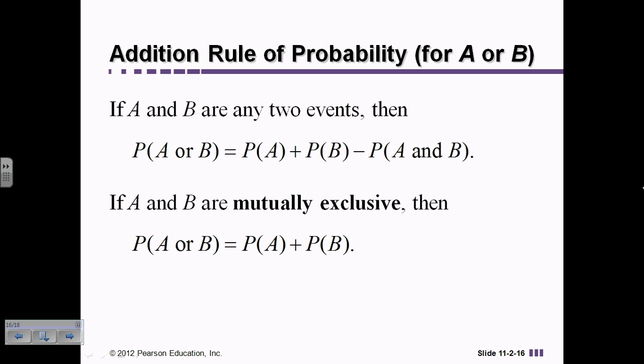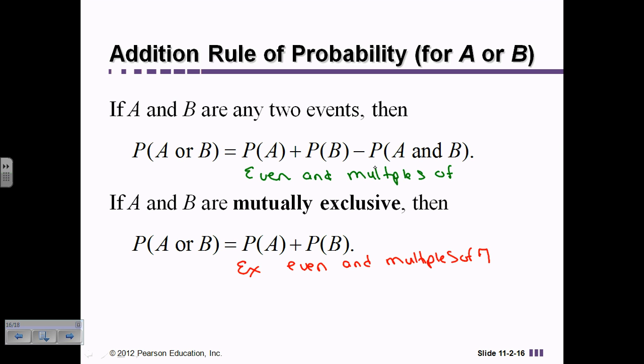Okay, so let me write that just to make sure. So this was the example of even numbers and multiples of 7. Again, they didn't have anything in common. But this one was the example where we did even numbers and multiples of 5. And again, they had that overlap, that one thing in common.